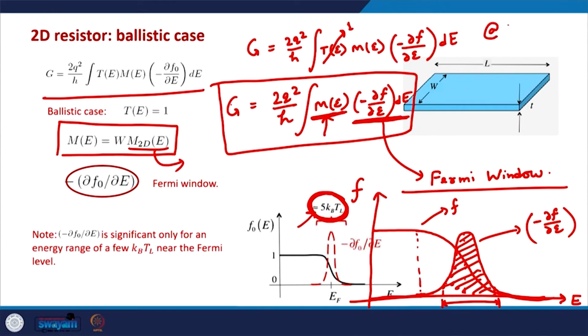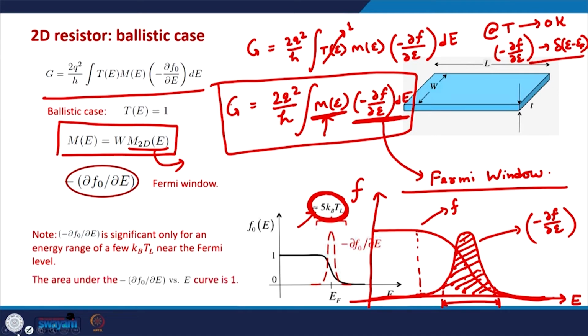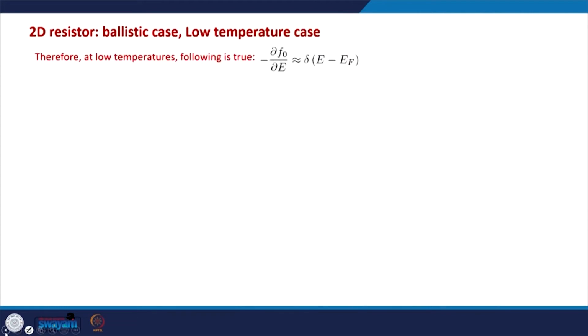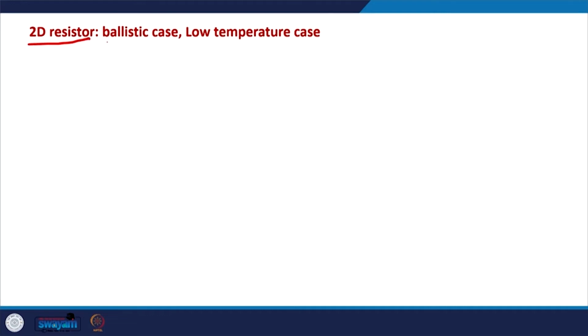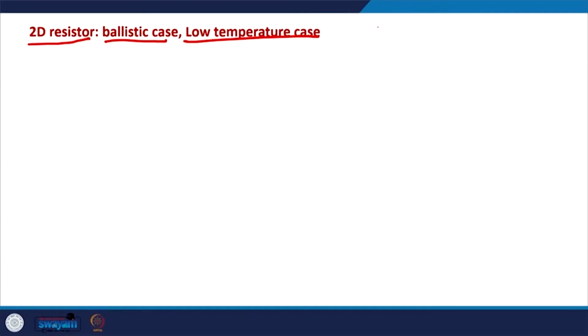So, at T approaching 0 Kelvin, minus del f by del E approaches a delta function on the Fermi level of the device. Okay. So, this is what we have finally, and so we begin the calculation of the resistance of a 2D conductor ballistic case, and we first discuss the low temperature case. Because at low temperatures things are easy. At low temperatures we can say that this minus del f by del E tends to delta(E minus EF).